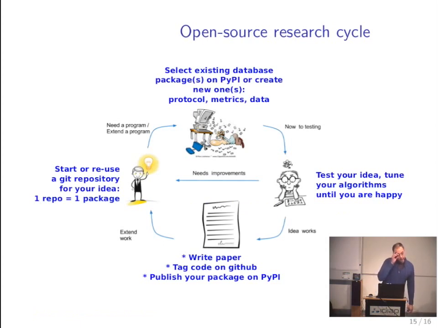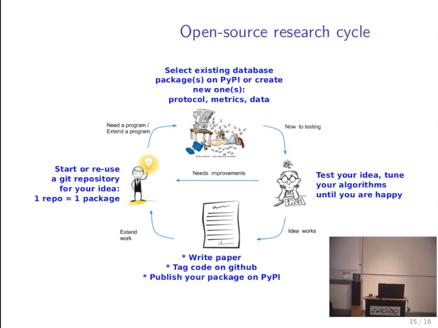So now let's review our original cycle and see if we have fulfilled everything that we thought about. You have an idea, so what should I do? You start or reuse a Git repository for that idea. Keep your source code always in a version control system. The idea is that one repo equals one package, one idea. Okay? Then you start working on it.